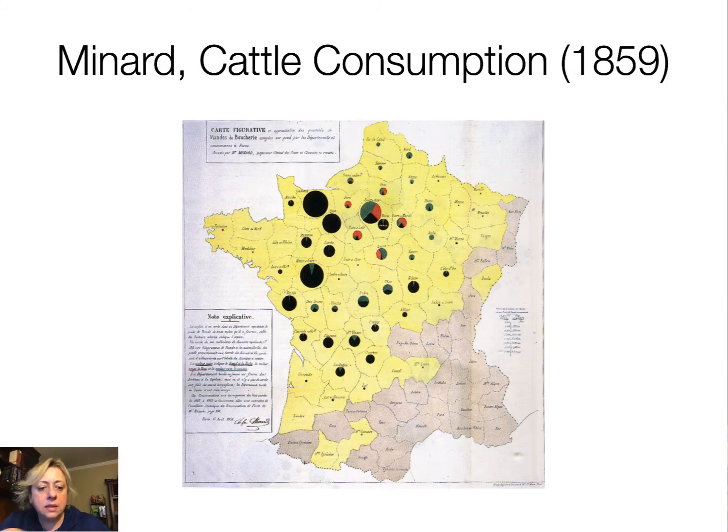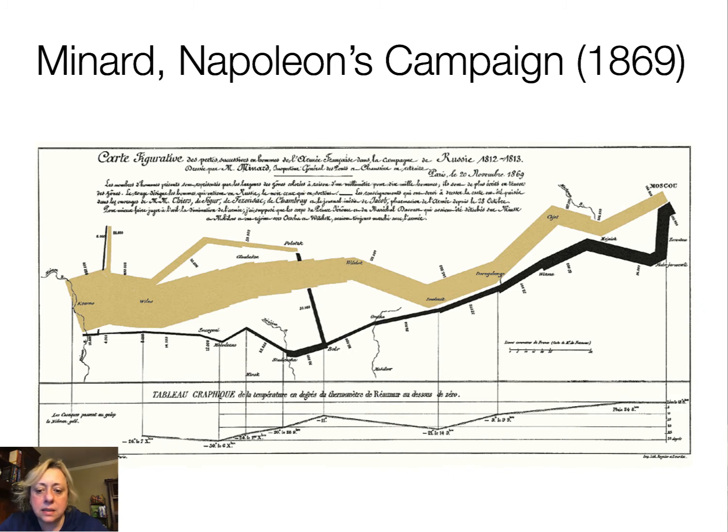Okay, and this is what is called the cattle consumption in 1859. Again, to look at it in this way, and you think about someone doing this by hand, that's amazing. And this is the one I was talking about, just on a bigger scale. It shows the flow map, and it considers Napoleon's march.